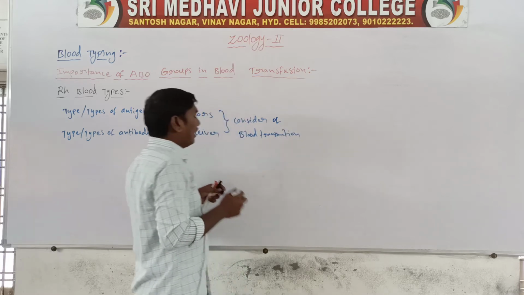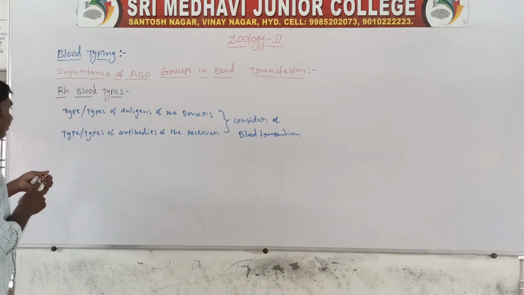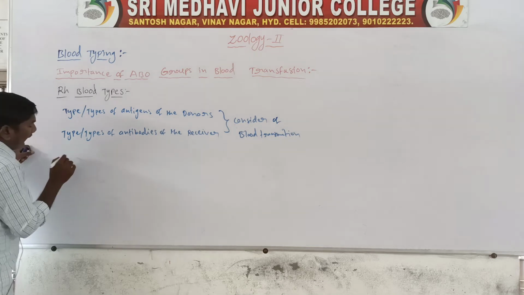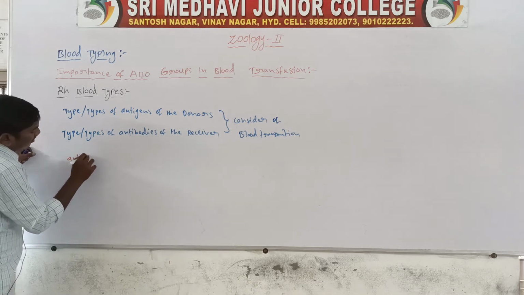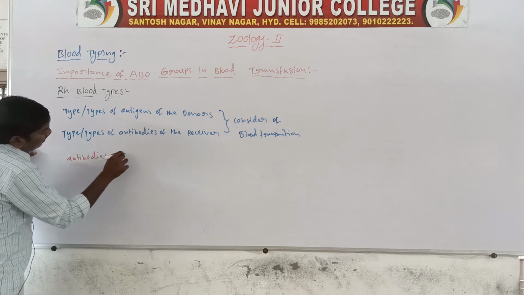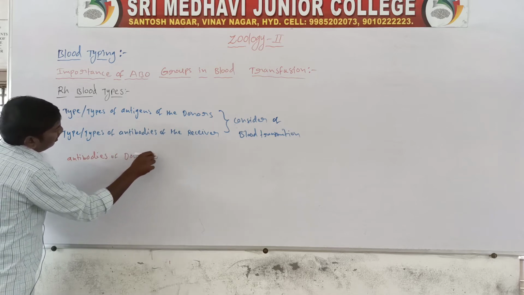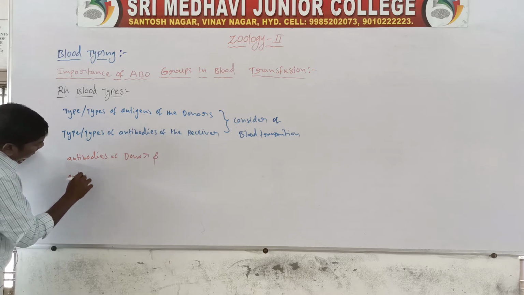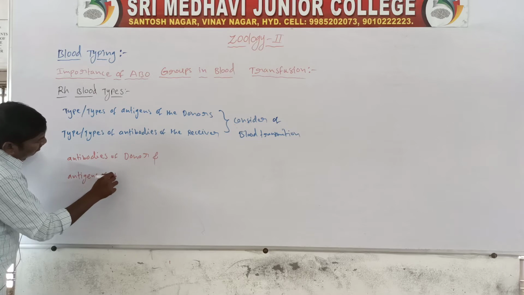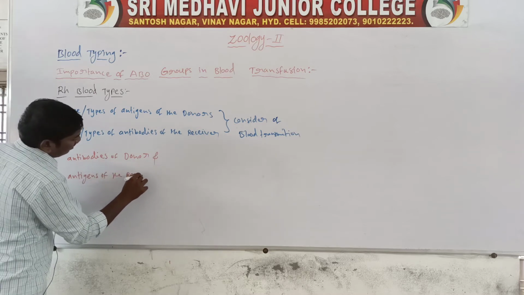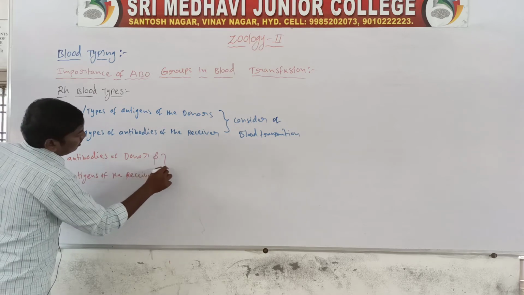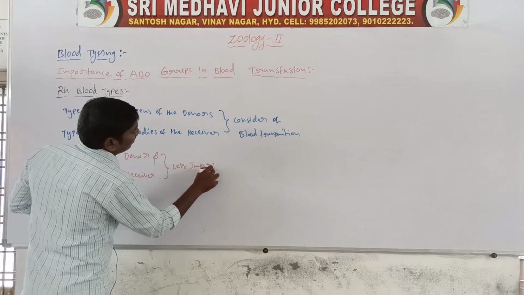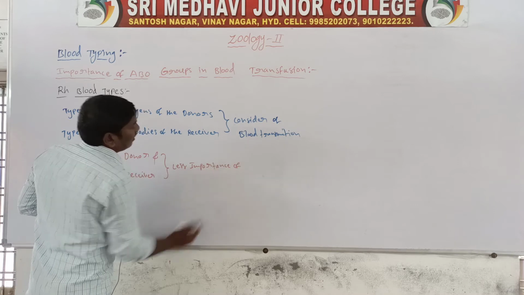Next, the antibodies of the donor and the antigens of the receiver. These two are of less importance in blood transfusion.